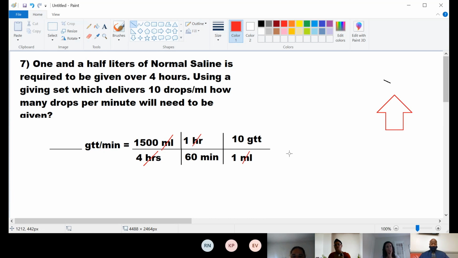Okay. Now, if we look at just our units that are left over, no math yet, just our units: drops on top and minutes on the bottom. And what we were looking for was what? Drops on the top and minutes on the bottom. So based on our units, we're on the right track. Now we need to do some math.